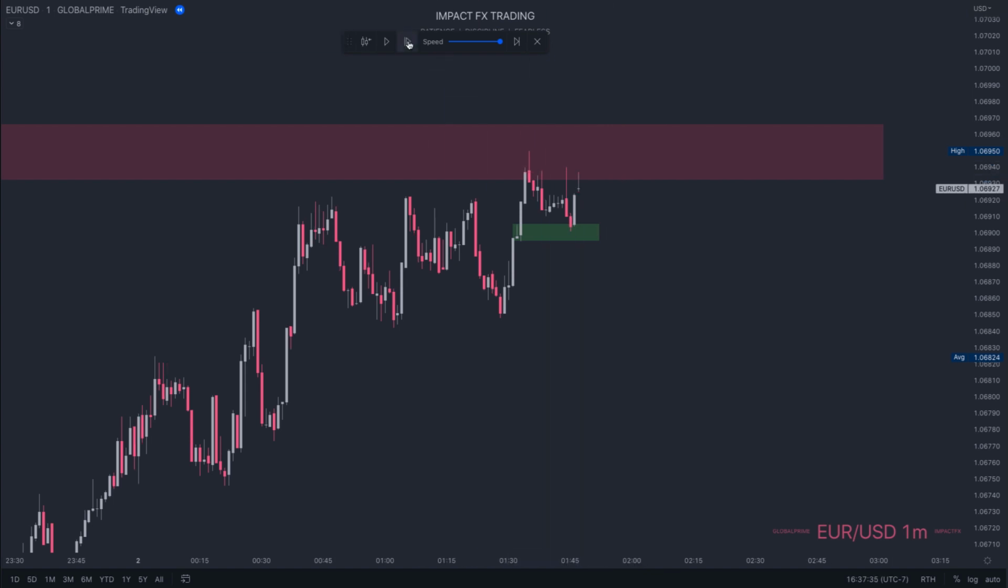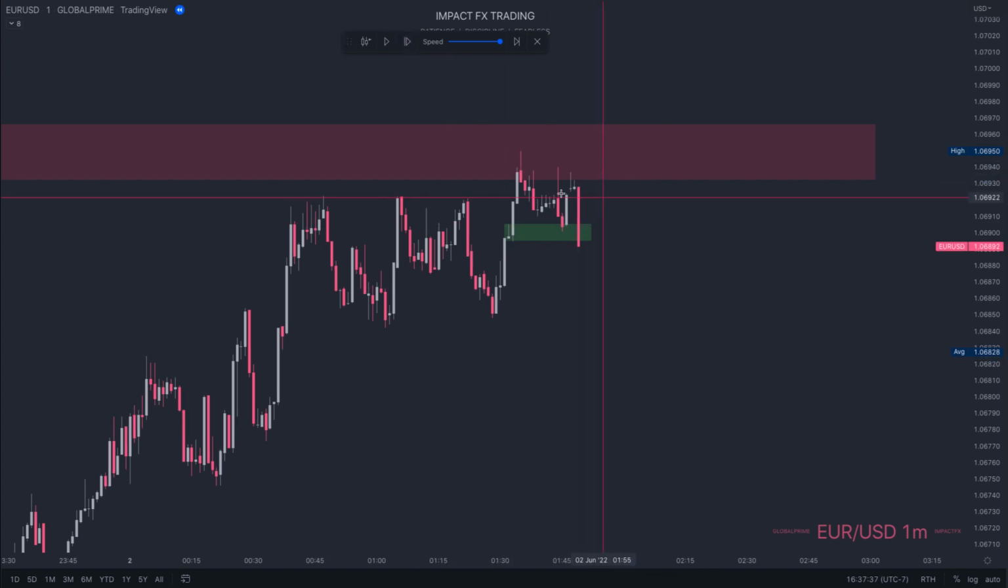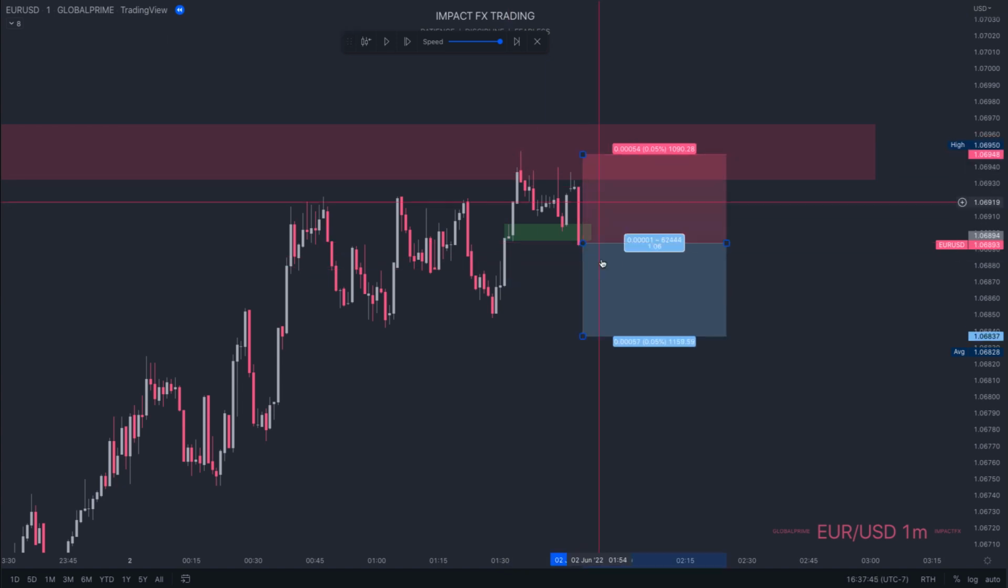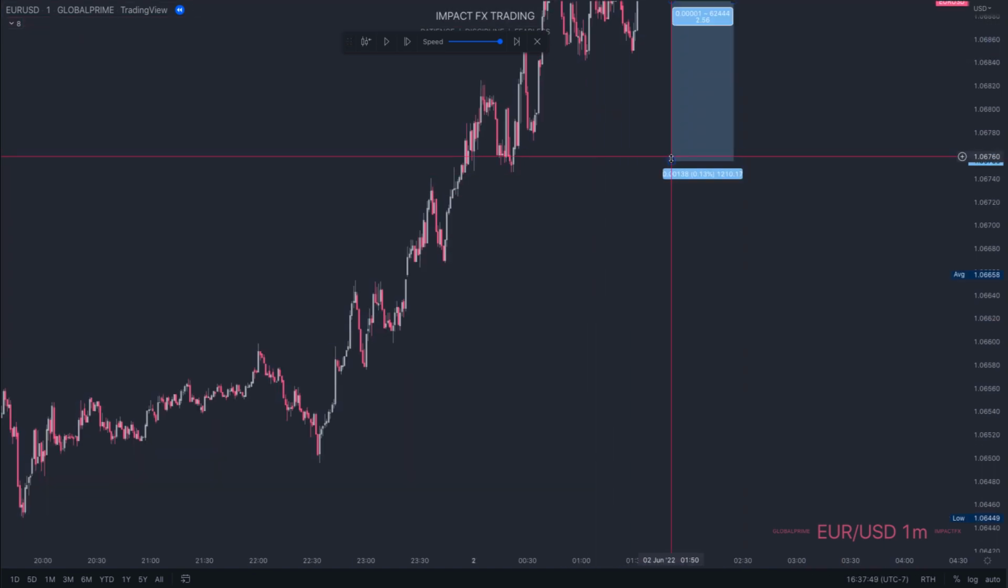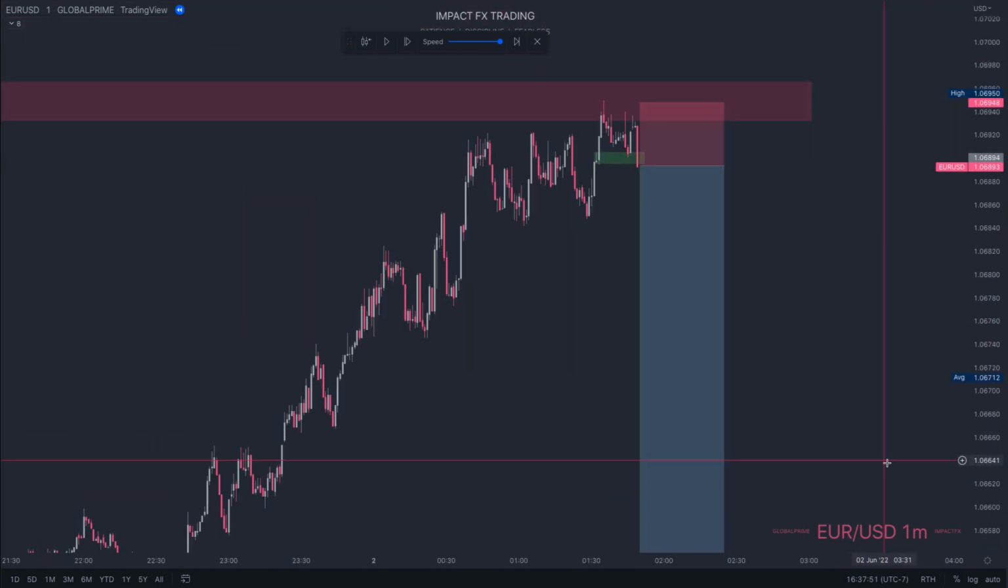Price comes back in, starts to fall. This area now is an area that you could probably short from. So we could look to short with our stop loss above this high, and we could look to then take our trade all the way down here.